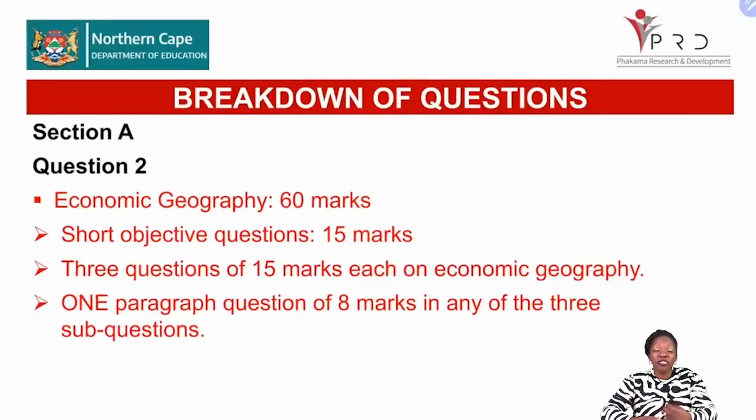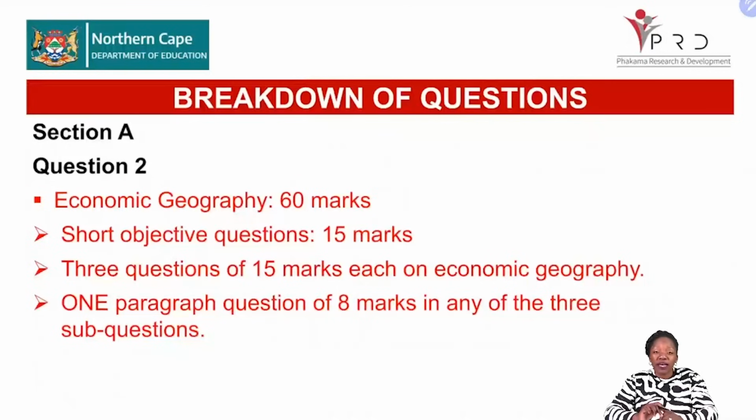agricultural product for this year. Remember, we are focusing on your sugarcane, and also we're looking at mining. We are focusing on gold mining. For those ones that you know for sure that they will be there, it's where you should try by all means to get as much information as is possible. So under your question 2, as we are saying, economic geography, it also carries 60 marks.